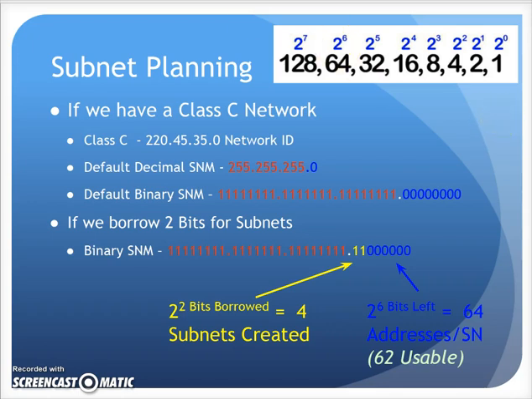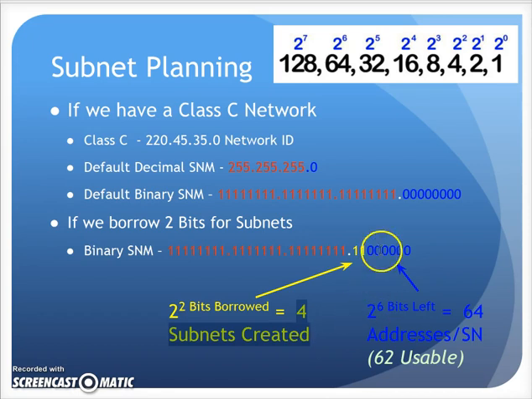If we have a Class C network, say a 220.45.35.0 network ID, the default subnet mask is 255.255.255.0, and here's our default subnet mask in binary. If we borrow 2 bits from the host portion to create subnets, remember, left to right from the host portion, I can use my binary place values and say, base 2, if I borrow 2 bits, 2 to the 2 tells me I can create 4 subnets.